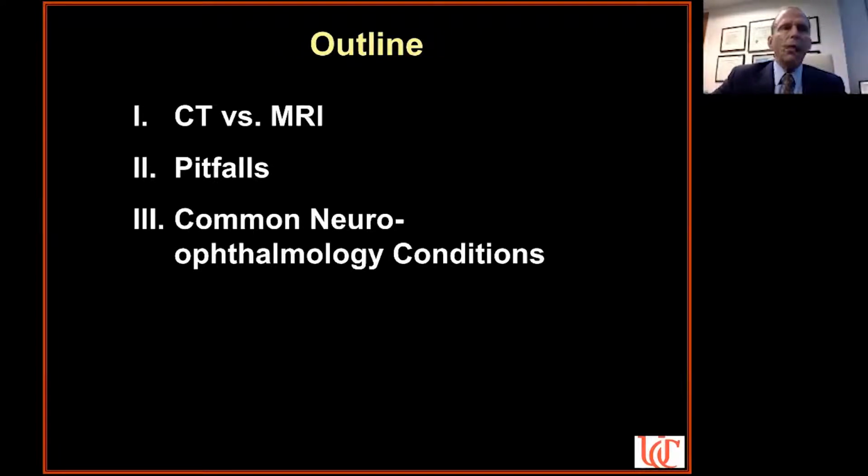In the way of an outline, I'm going to talk just briefly about CAT scan versus MRI. Then we'll talk about some of the pitfalls, some of the difficulties and problems that can be encountered when you're ordering these tests. And then we'll look at a potpourri of common neuro-ophthalmology conditions and how the imaging will look.